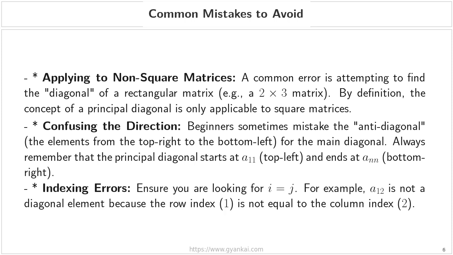Finally, be mindful of indexing errors. When identifying elements, always ensure that the row index is exactly equal to the column index. For example, element a1,2 is not a diagonal element because the row index, which is 1, is not equal to the column index, which is 2.